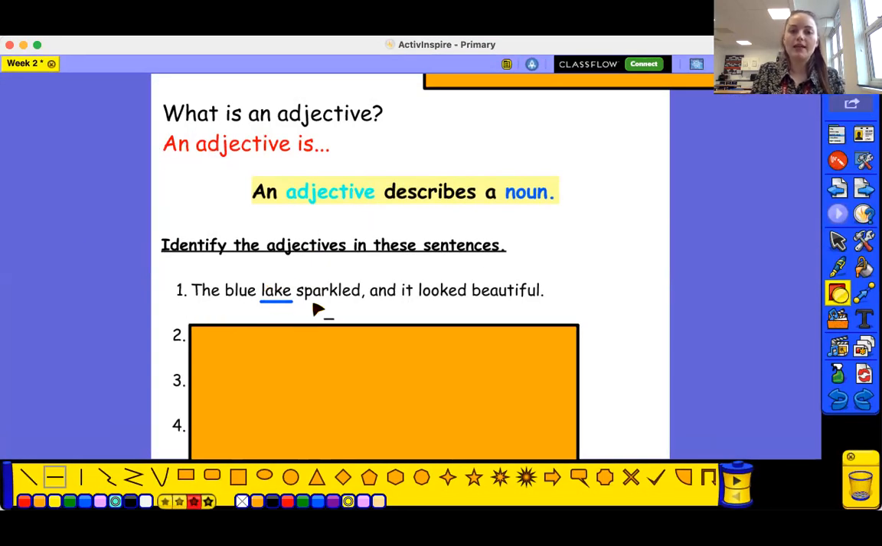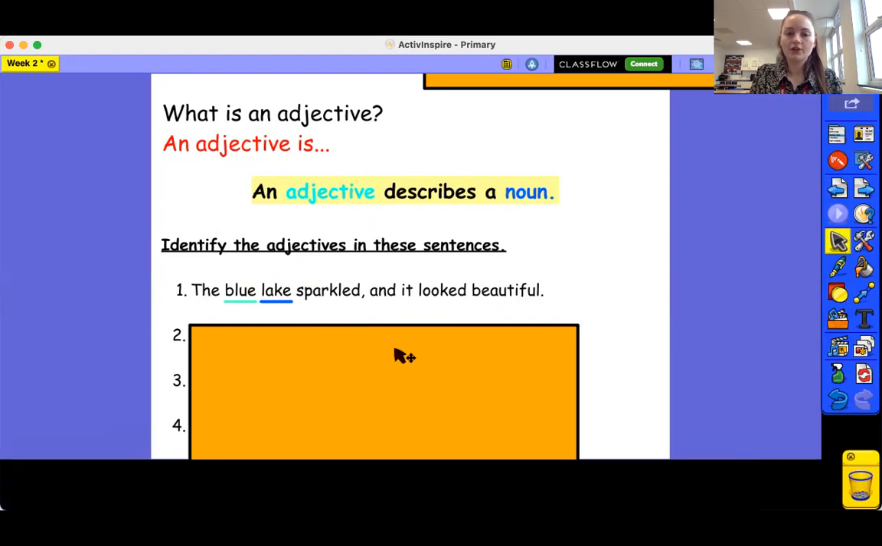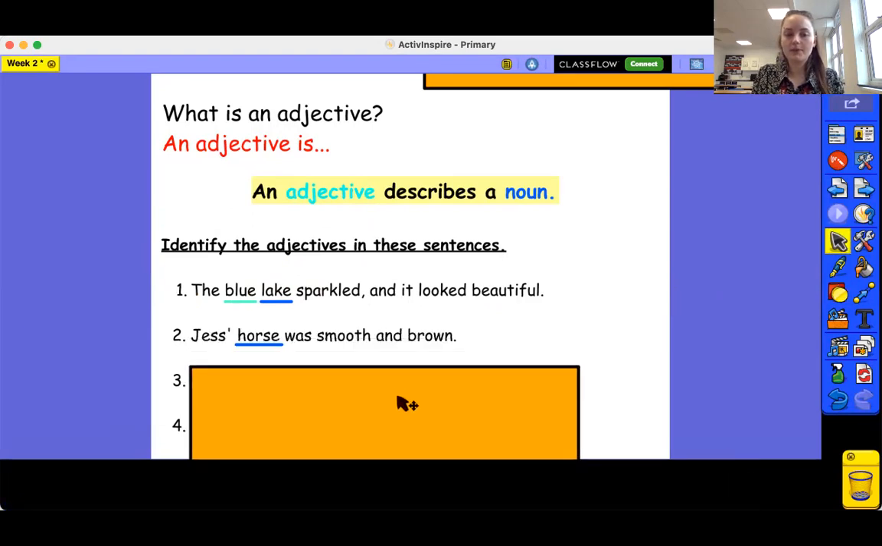The blue lake sparkled and it looked beautiful. What word described the lake? Shout that word out. Fantastic. Blue describes the lake. The blue lake. Let's have another look at the next sentence.